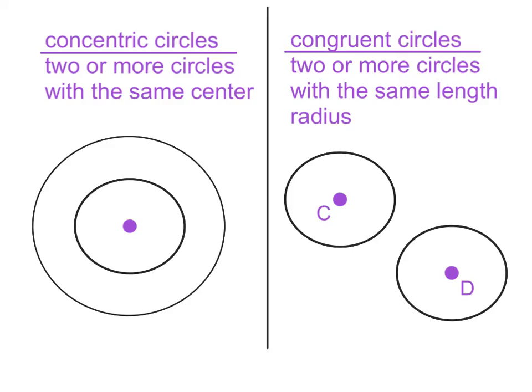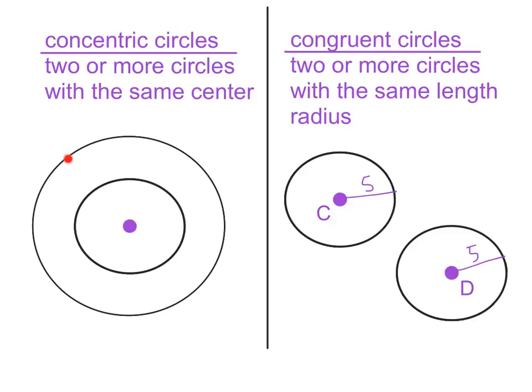One last little bit of vocab. I want to point out the difference between concentric circles and congruent circles. Congruent circles are two circles that are the same size. They have the same length radius. So if circle C has a radius of 5 centimeters or 5 inches or whatever it is, and circle D has the same radius, now these are congruent circles.